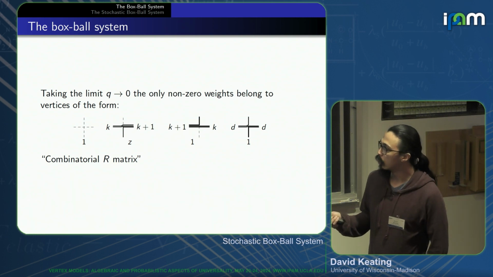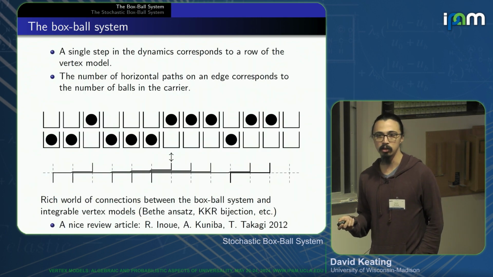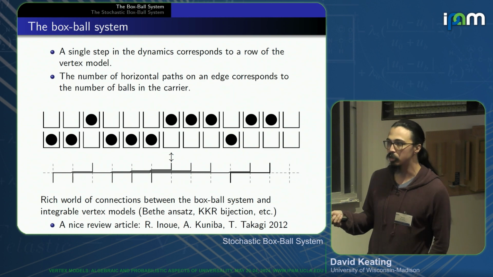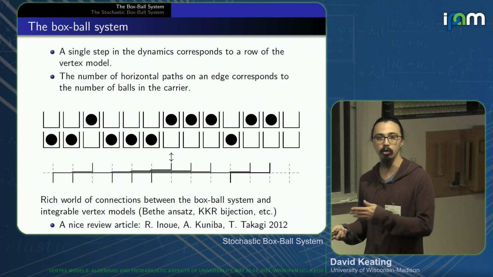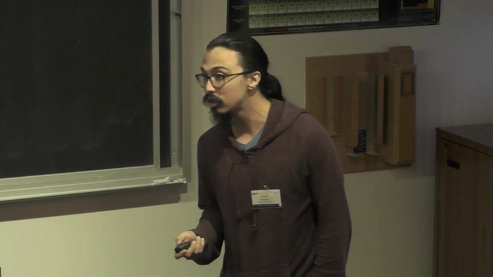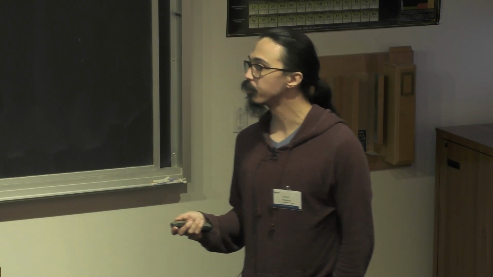Okay. And in this limit, the dynamics of the box-ball system come from the transfer matrix of the vertex model. So wherever we have a path entering on the bottom, that corresponds to balls on this bottom row. Whenever we have a path exiting on the top, that corresponds to balls at the top row. And the number of paths on the horizontal edges corresponds to how full the carrier was as it did its sweep. Okay. And there's a rich world of connections between these integrable vertex models and the box-ball system. So this is very classic stuff.